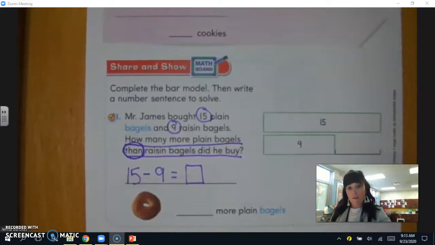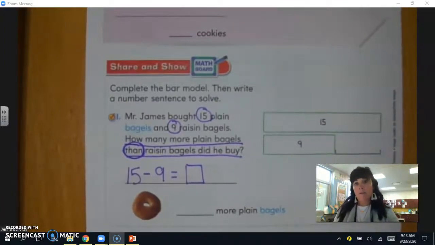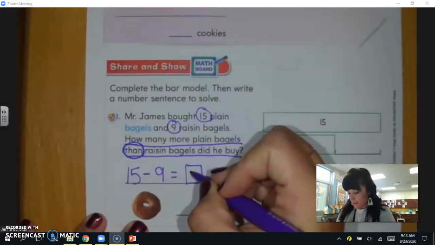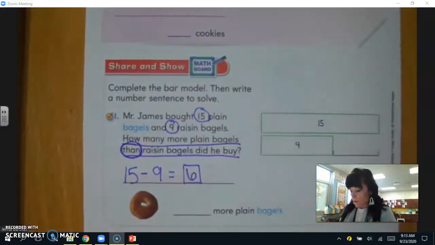Okay, now all we have to do is solve it. What is 15 minus 9? Well, you could use a number line. You could use a hundreds chart. You could count back using your fingers. Lots of different ways. I want you to try and solve that right now. I'm going to give you a few seconds. Solve 15 minus 9. And the answer is 6. Yeah, 6. Whew, took me a second there.